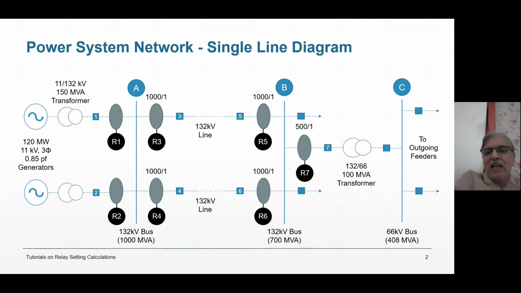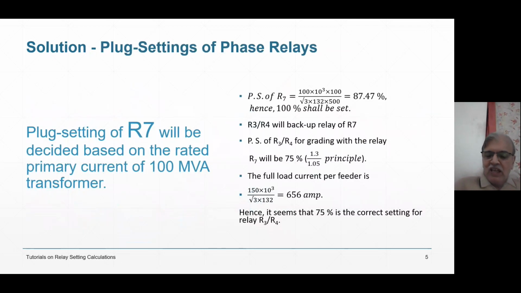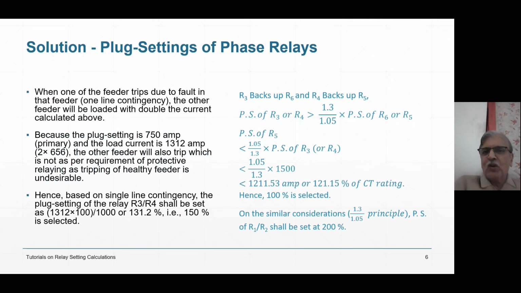That plug setting of R3 should be higher than 1.3 divided by 1.05 of plug setting of R6, or the other way around. Plug setting of R4 should be higher than 1.3 divided by 1.05 of R5. If I consider that, plug setting of R3 or R4 should be higher than 1.3 divided by 1.05 of plug setting of R6 or R5. That means the reverse way, because I know R3, R4, not R6, R5. Therefore, plug setting of R5 or R6 should be less than 1.05 by 1.3. That greater than will turn to less than.